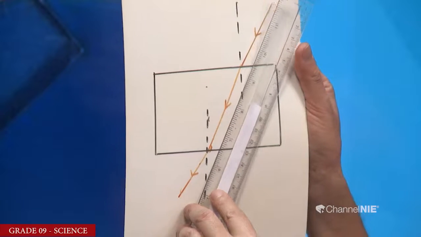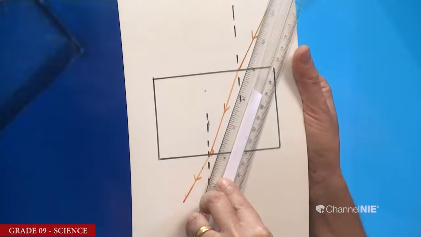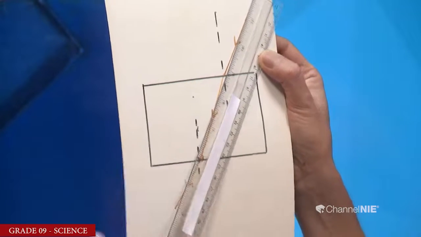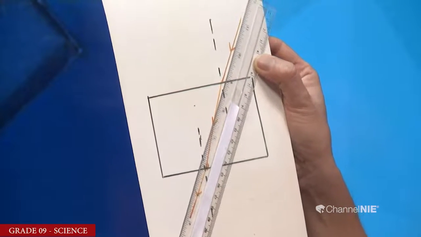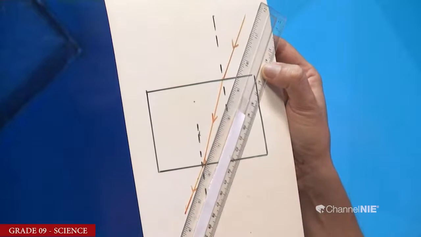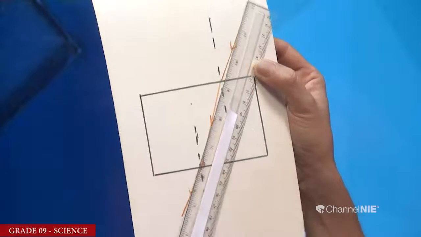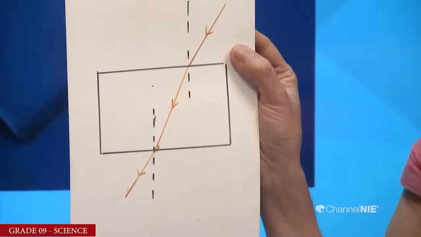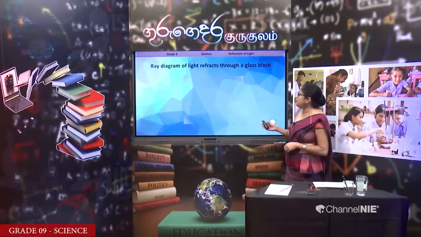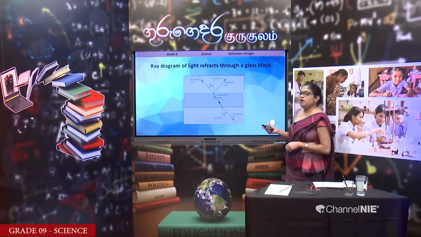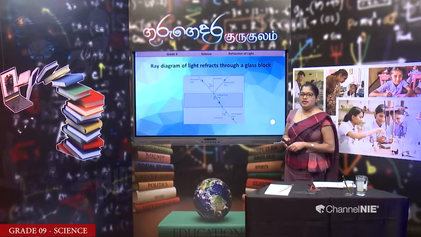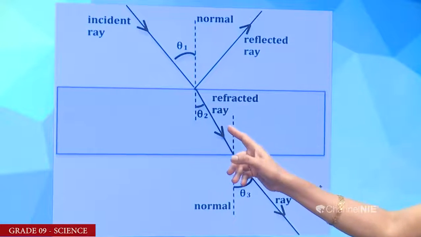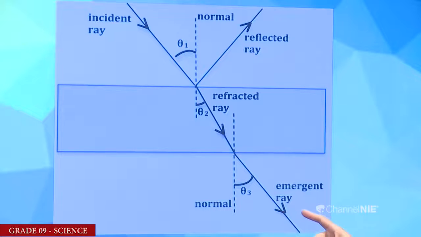So, one more thing you can observe here, the incident ray and the emergent ray are parallel to each other. So, this is the ray diagram we can obtain by doing this activity. This is the same ray diagram we obtained by doing the activity. Here is the incident ray, refracted ray and the emergent ray.